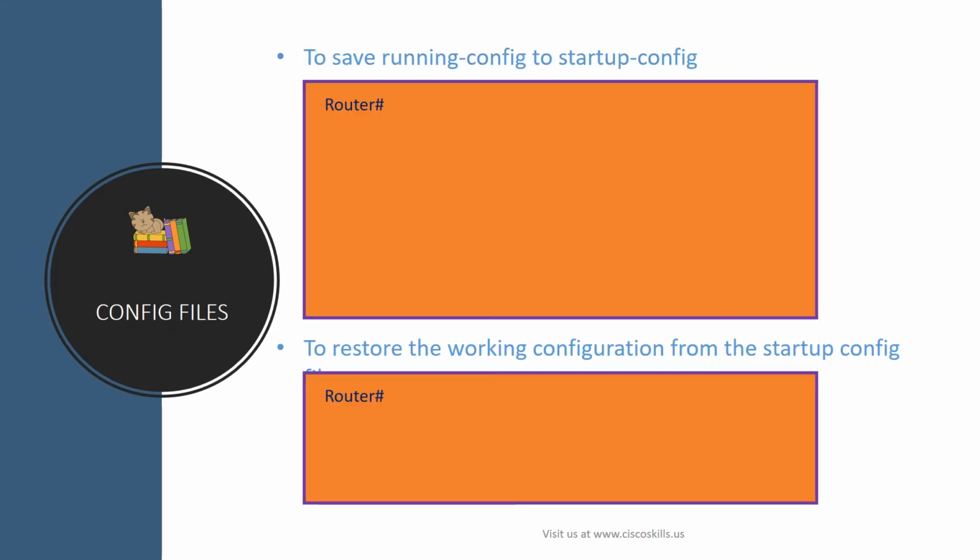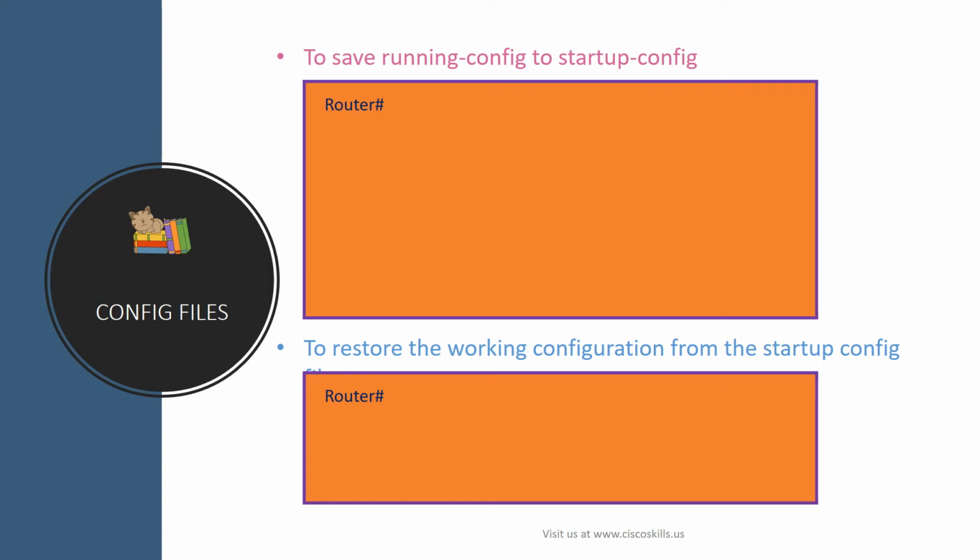Let's assume we have just made some configuration changes via CLI and everything works as expected. We know that the changes are immediately updated to the running config file in memory, and all the change will be lost after the router reboots. To save the change, we need to copy the content of the running config file to the startup config file.